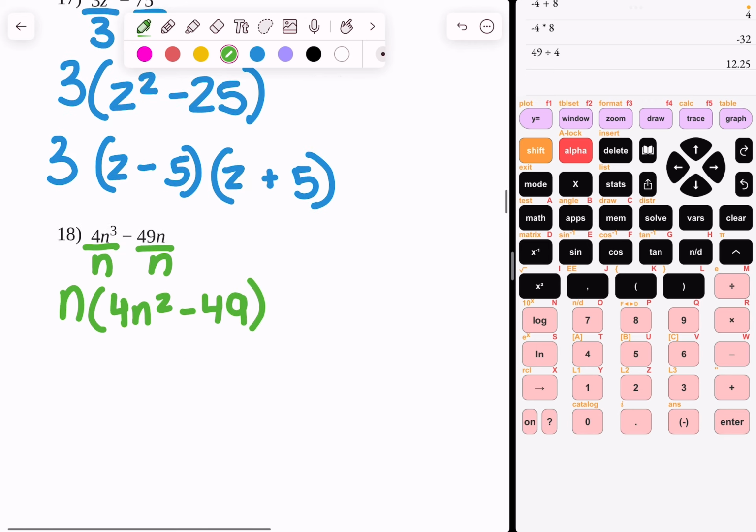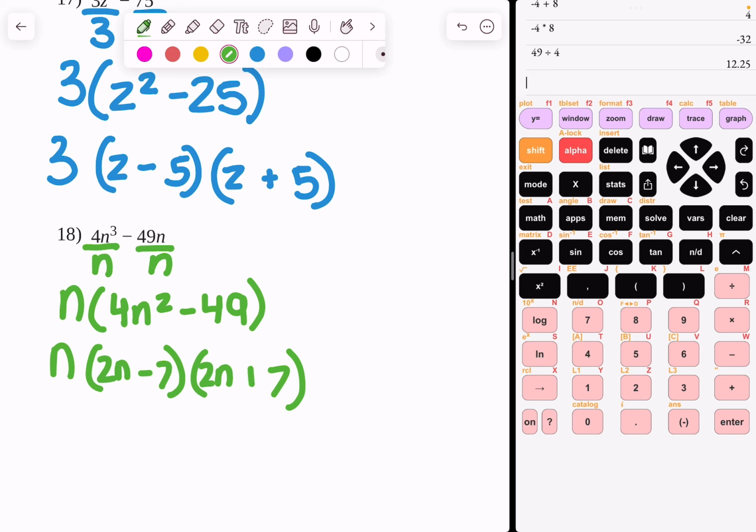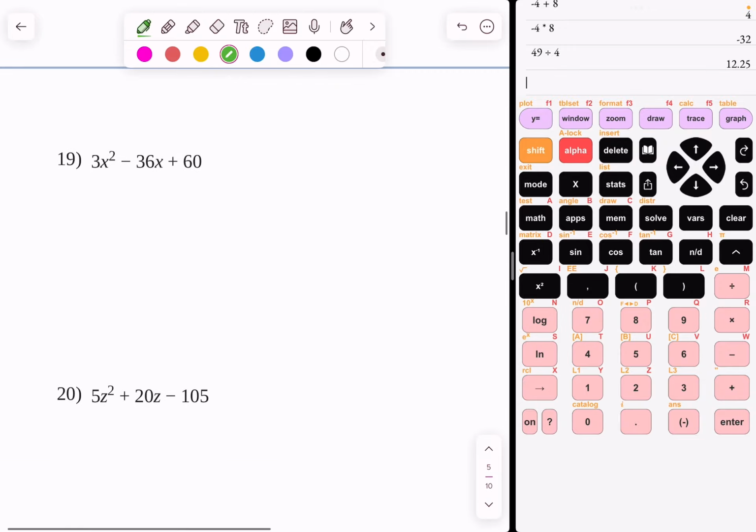Good. Now I realize that both of these are perfect squares. The square root of 4 is 2. To separate n squared, it would be n and n. And the square root of 49 is 7. I would have a minus and a plus. Perfect. And that is all we can do there. There's no numbers that we could take out. All right, let's look at number 19.